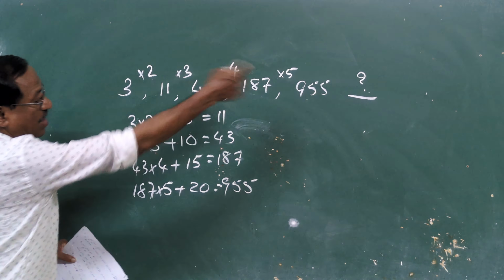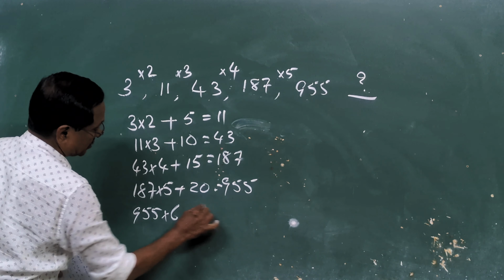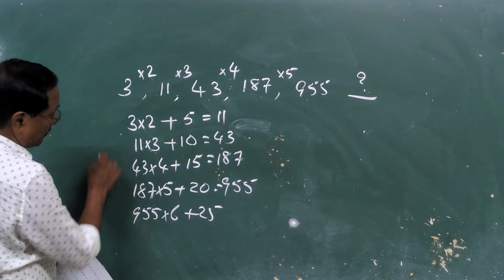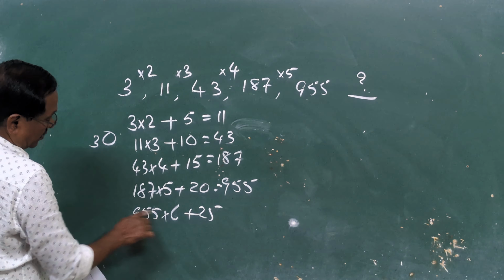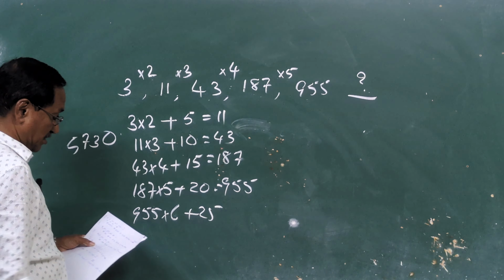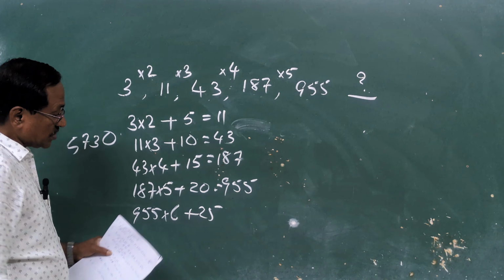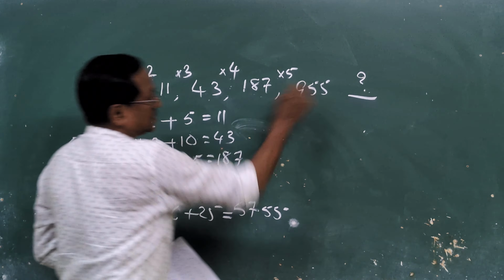Then the next one, our answer must be 955 into 6 plus 25. That is 955 into 6 is 5730. 5730 plus 25 is 5755. So we got the missing number here.